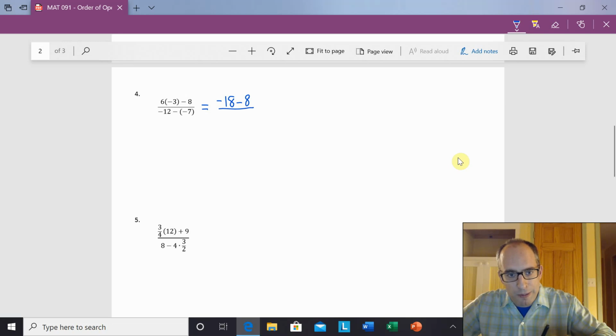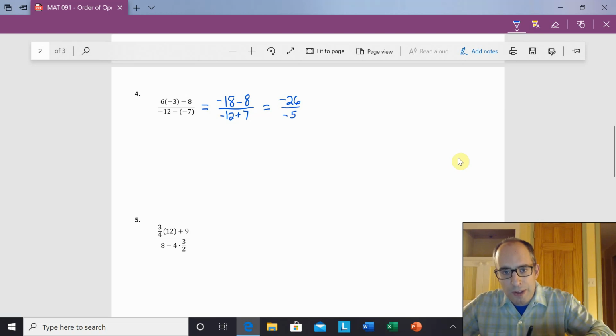And then on the bottom, I guess the first thing that you can do is say, well, minus a negative, that's the same thing as adding a positive. So you can say this is negative 12 plus 7. And then you can just do those last two steps. So negative 18 minus 8 would be negative 26. And then negative 12 plus 7 is negative 5.